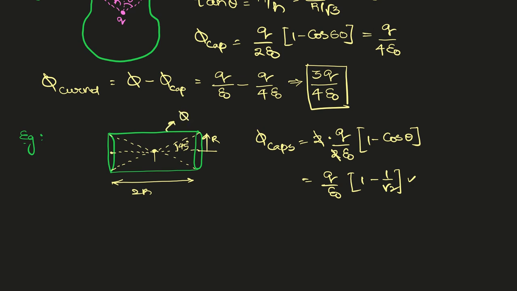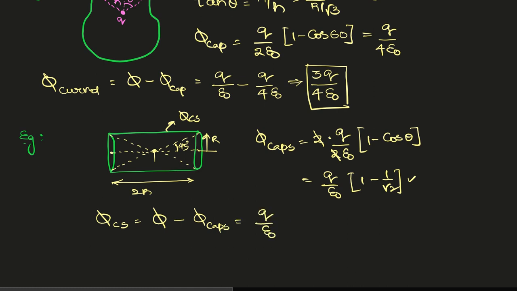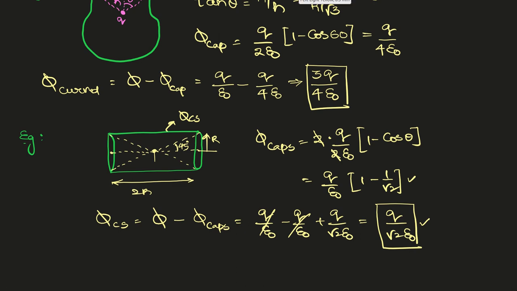And if they ask for the flux through the curved surface, it will be equal to the total flux minus the flux through the caps. Total flux is q by epsilon naught, minus q by epsilon naught plus q by root 2 epsilon naught. So q by epsilon naught gets cancelled, and we get q by root 2 epsilon naught, which is the flux linked with the curved surface. So you can expect these kinds of questions based on Gauss law.